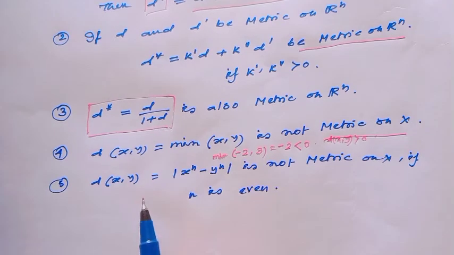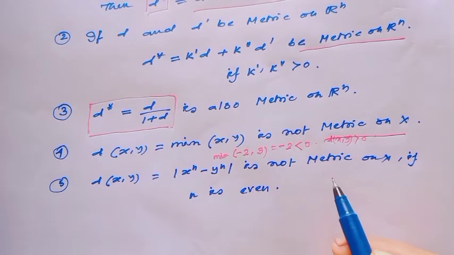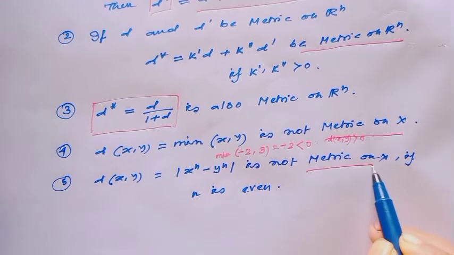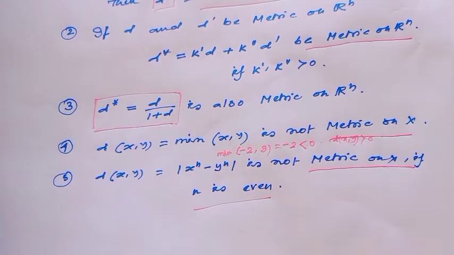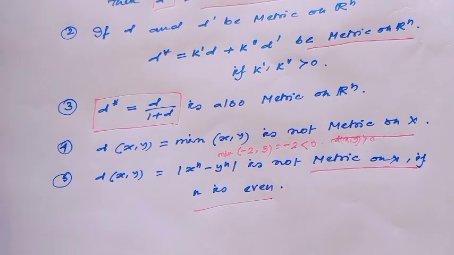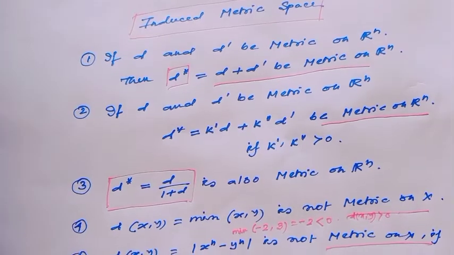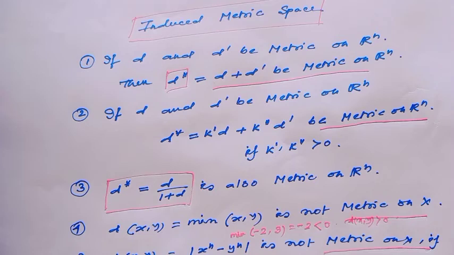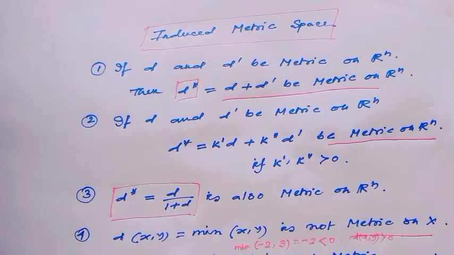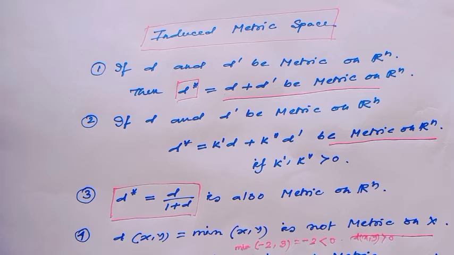Fifth, D of xy equal to the absolute value of x to the power n minus y to the power n is not a metric on X if n is even. These are our rules. These rules are very important for any competitive exam.